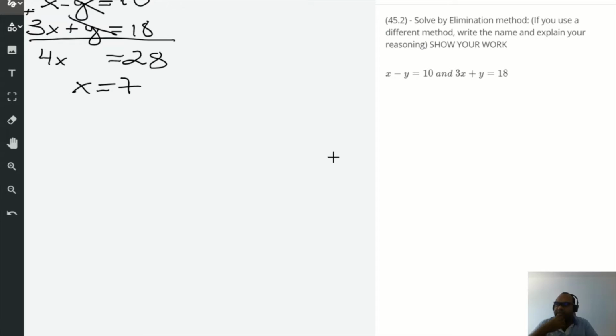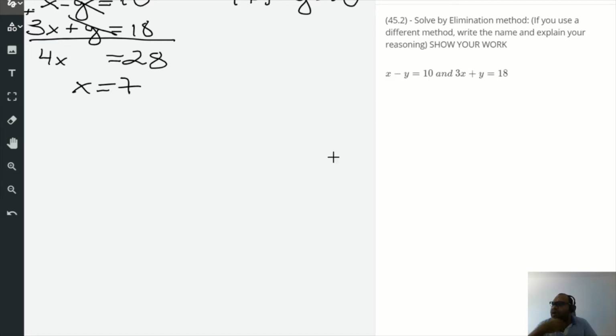x equals 7. Let's solve for the other one. I use this value in the first equation. The first equation is x minus y equals 10. I have x right now. My x is 7. 7 minus y equals 10.